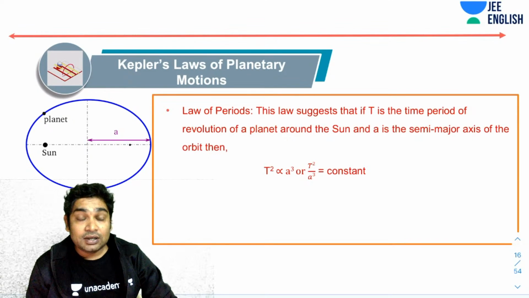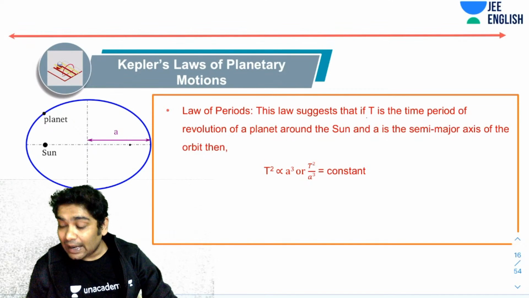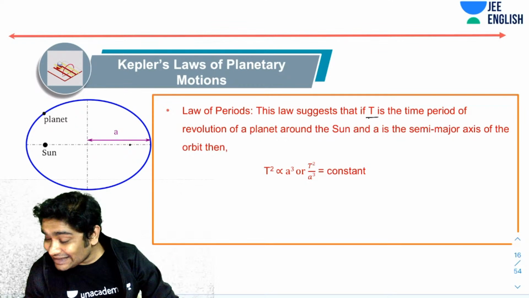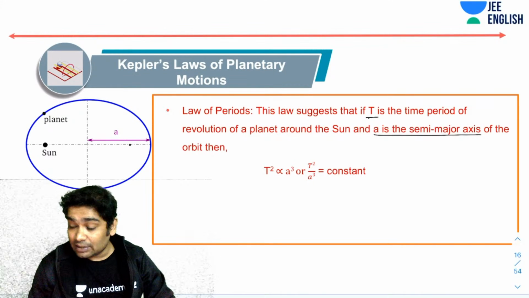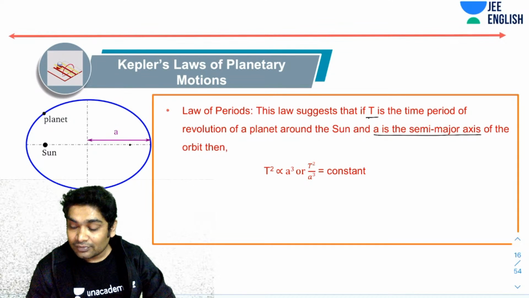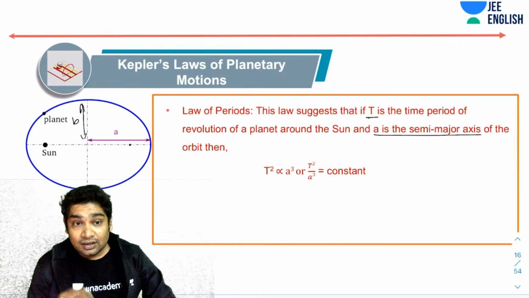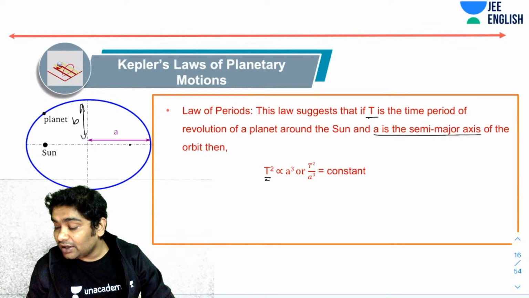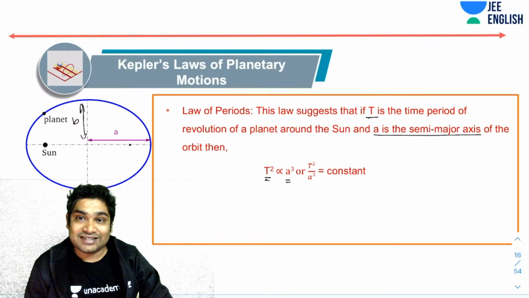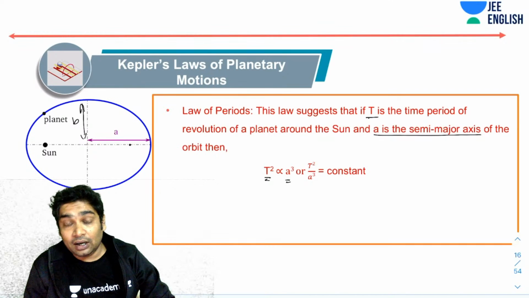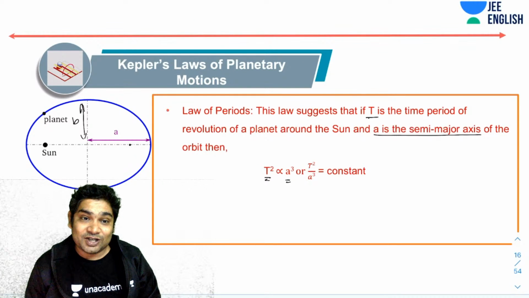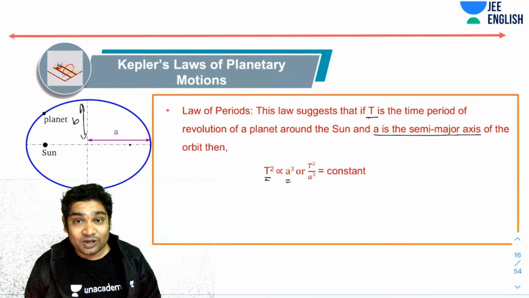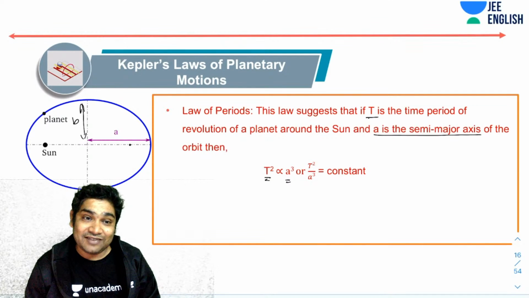And then finally, you have the law of periods. This law suggests that if T, capital T, is the time period of revolution of a planet and A is the semi-major axis, and I hope everybody knows that any ellipse is characterized by a semi-major axis and a semi-minor axis, A and B, then Kepler noticed that the ratio of T square to A cube is always constant, or T square is directly proportional to A cube. This became the basis of Newton finding the inverse square law. Because gravitation varies as an inverse square law, this equation works. In fact, this was the basis by which Newton could figure out that gravitational force has to vary with the inverse square of the distance.